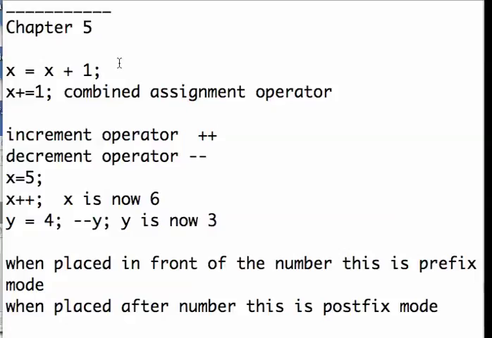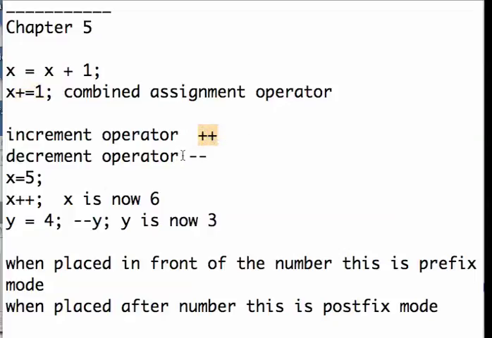I want to talk for a second about some new concepts in Chapter 5. If you recall, earlier in the class we saw that if x is assigned x plus 1, let's suppose x was 5 and x is assigned x plus 1, you saw that the result was 6. Well, another way to write that is to say x plus equal 1, and this is called a combined assignment operator. Well, today we want to talk about plus plus and minus minus.